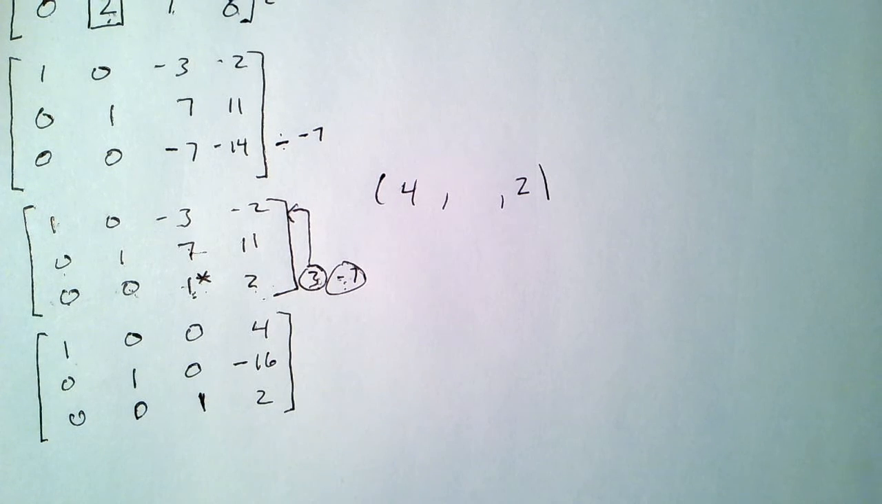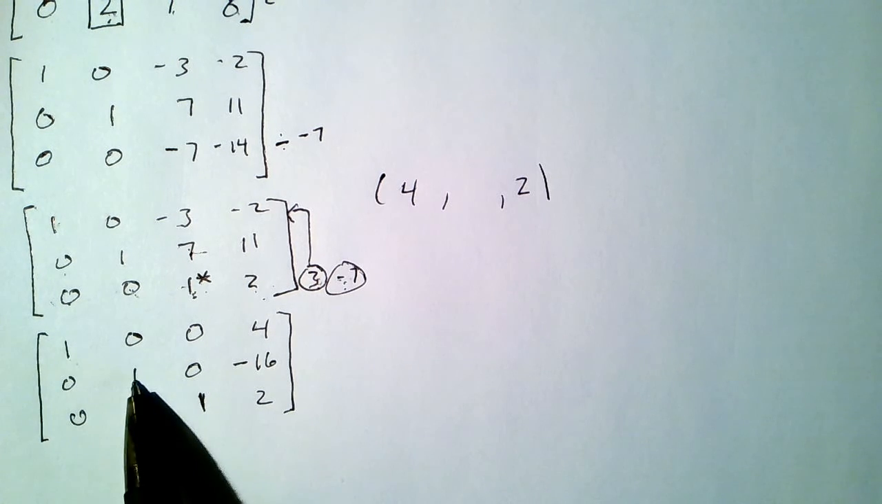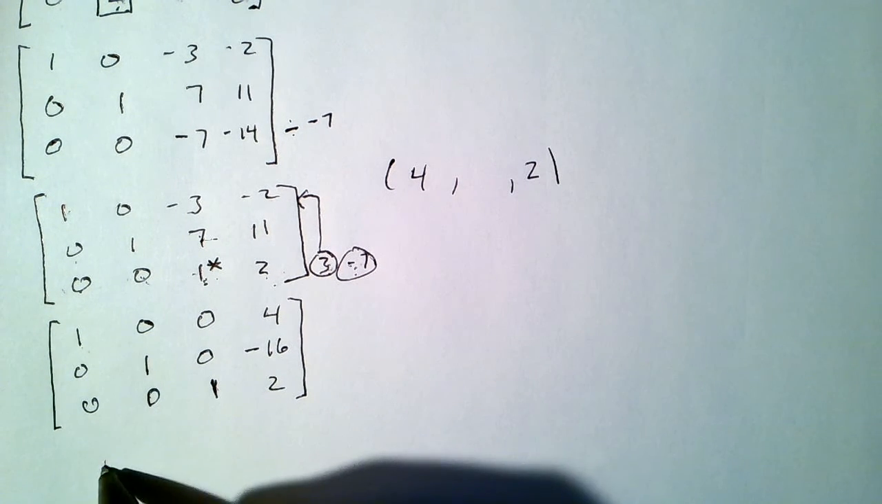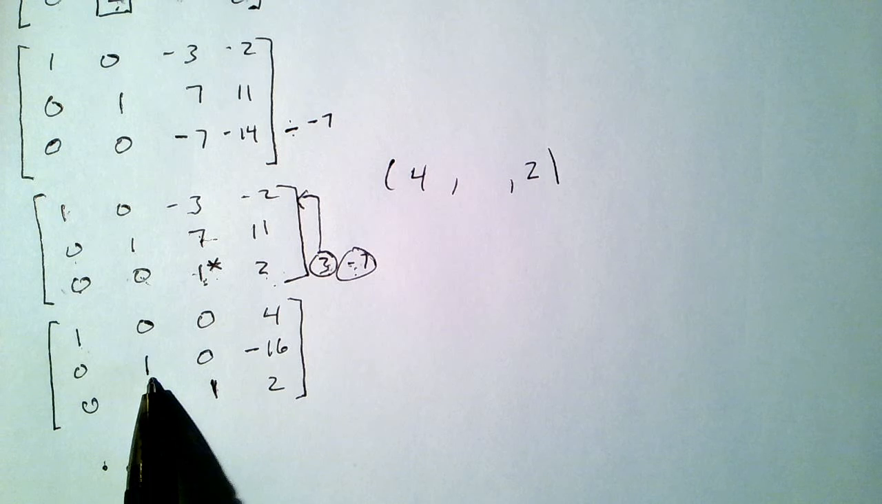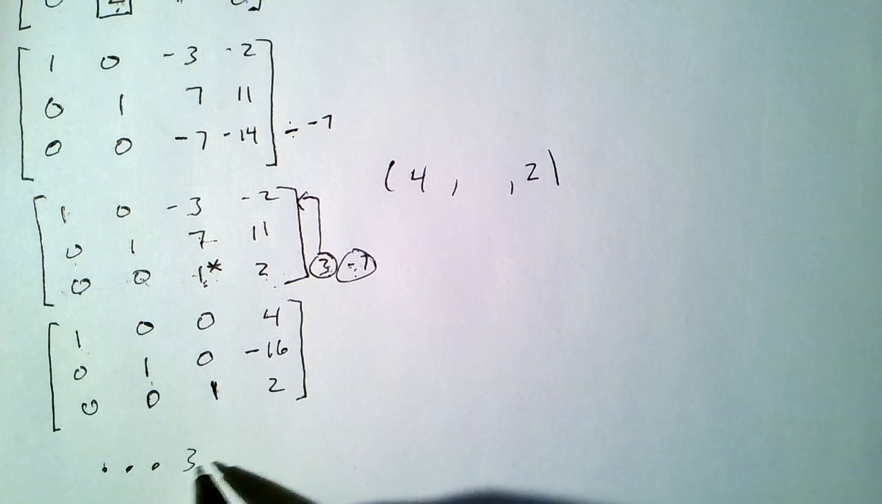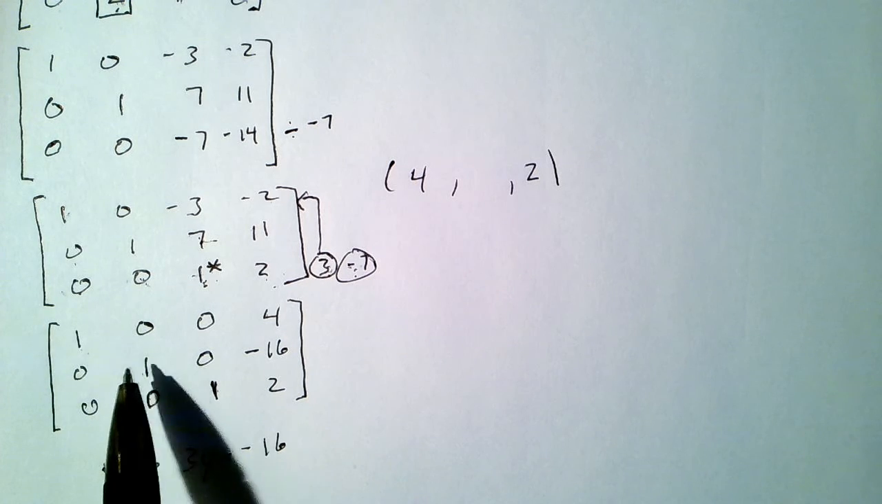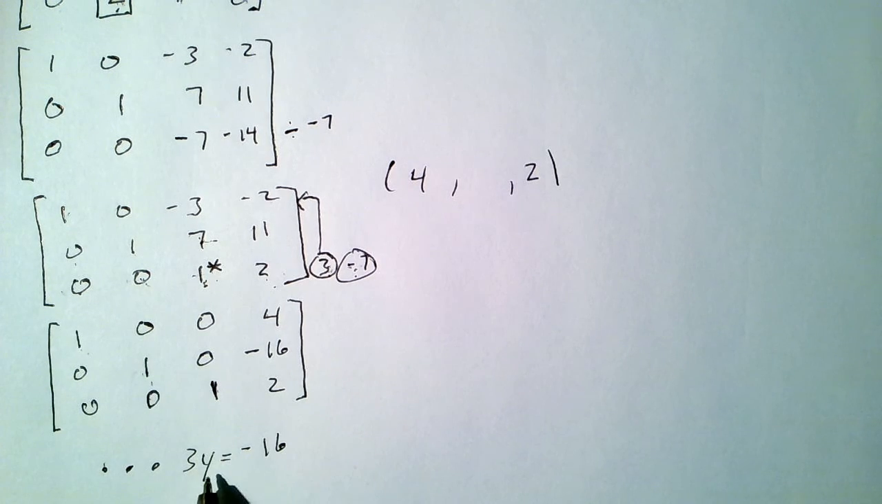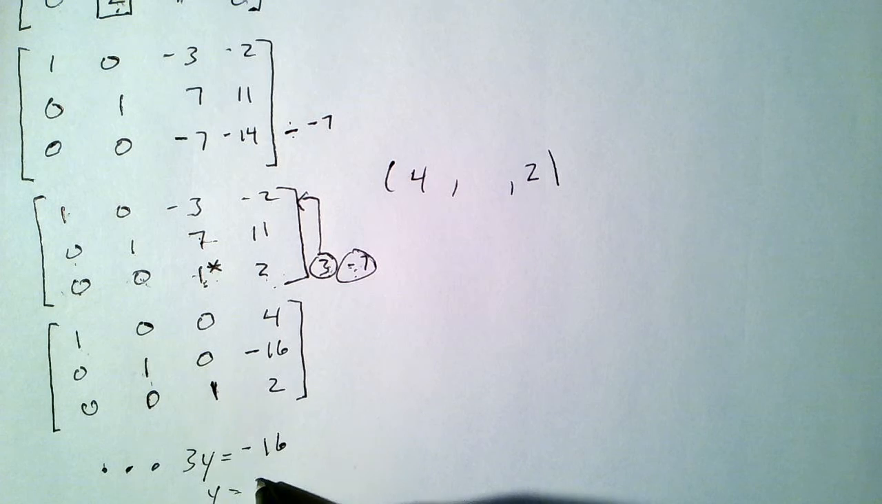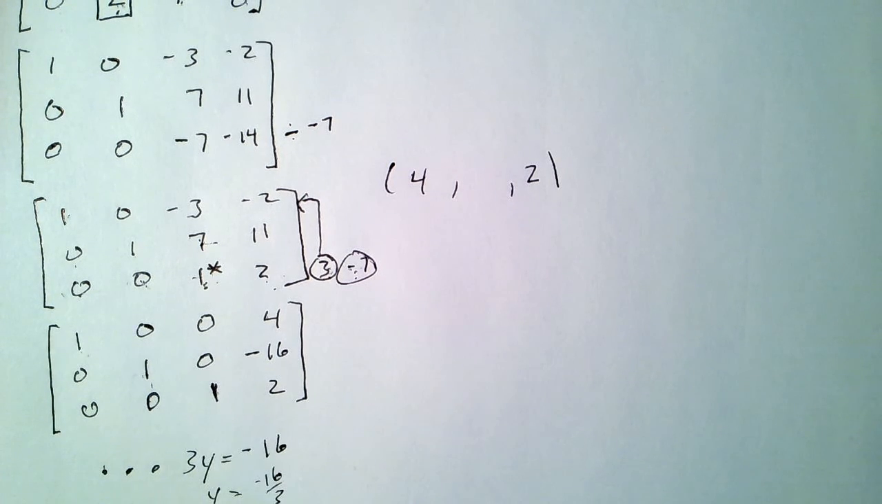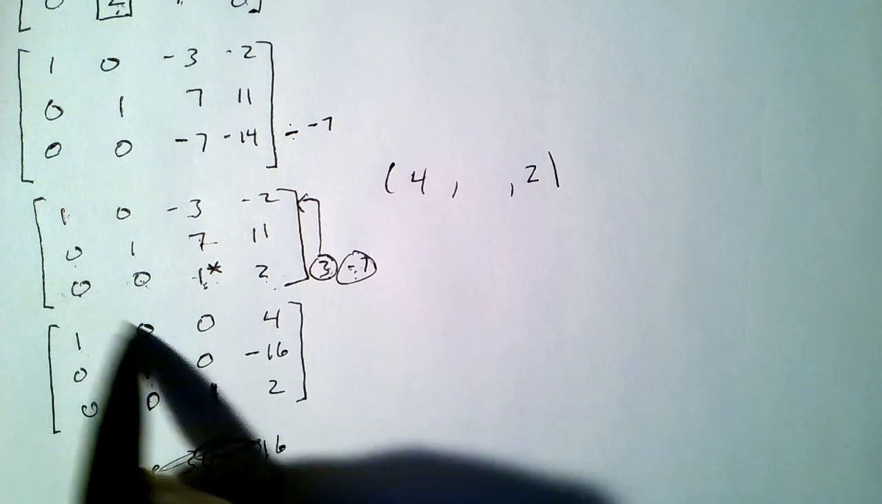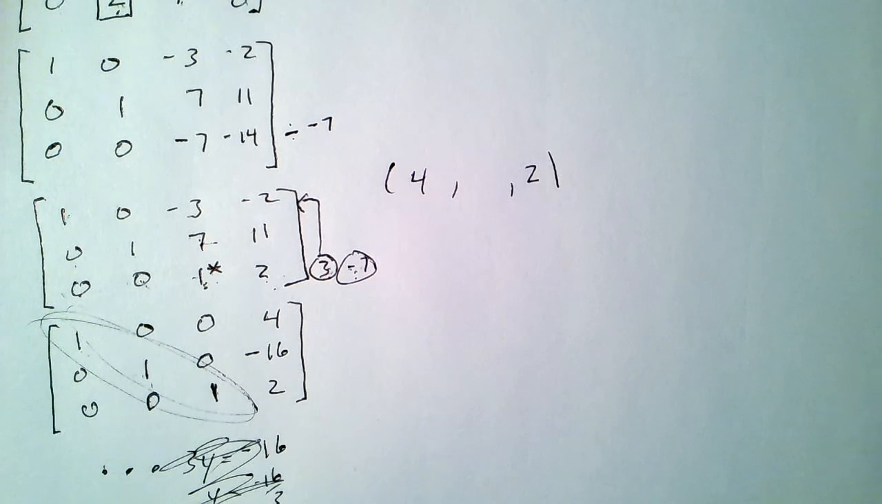Now, normally at this stage, or often at this stage, I should say, this might not be a 1, this might not be a 1, this might not be a 1. Like this could be a 3 at this time. Then we just have to realize this means 3 times y equals negative 16, if this was a 3. And then we'd have y as negative 16 on 3. But with the 1s, this is a pretty nice little problem for us.